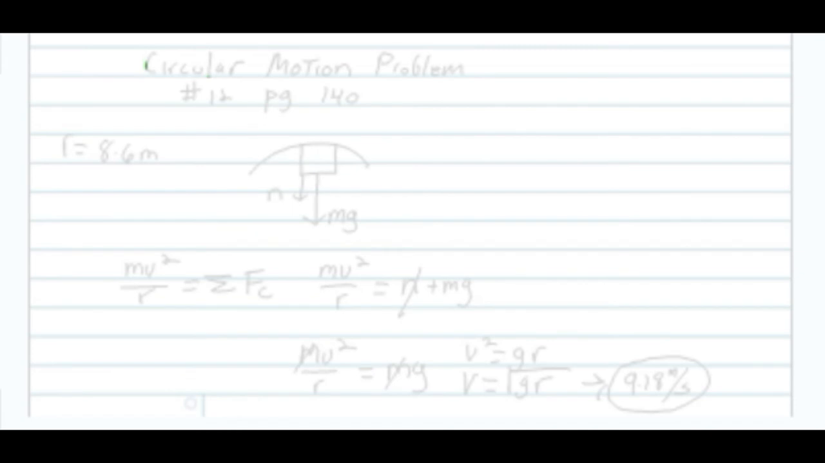We're going to look at another circular motion problem, and this one is number 12 on page 140. And it says, at what minimum speed must a roller coaster be traveling when upside down at the top of a circle if the passengers are not to fall out? Assume a radius of curvature of 8.6 meters. So we'll write that down. Radius equals 8.6 meters. And that's basically the only information they gave us.